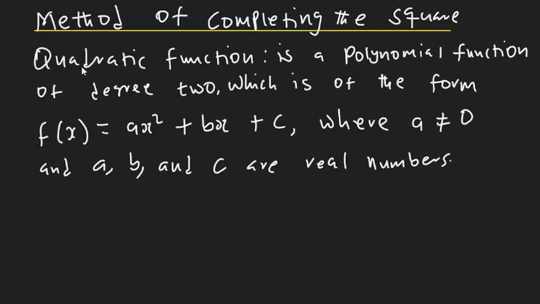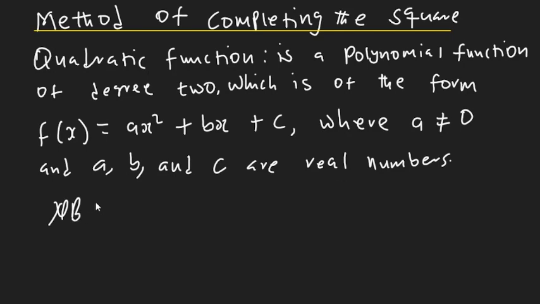In this lesson, we are going to complete the square of the general quadratic function. First of all, let's look at what a quadratic function is. A quadratic function is a polynomial function of degree 2, which is of the form f of x equals ax squared plus bx plus c, where the coefficient of x squared, which is a, is not equal to 0, and a, b, and c are real numbers.